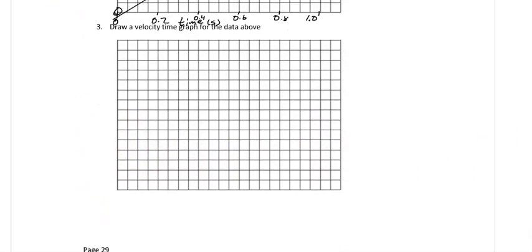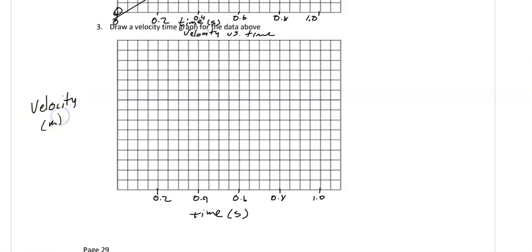Okay, the next graph is the velocity time graph. The time will be the same. Give this a title, velocity versus time. Time is going to be the same axis because it's the same data, in seconds: 0.2, 0.4, 0.6, 0.8, 1.0.